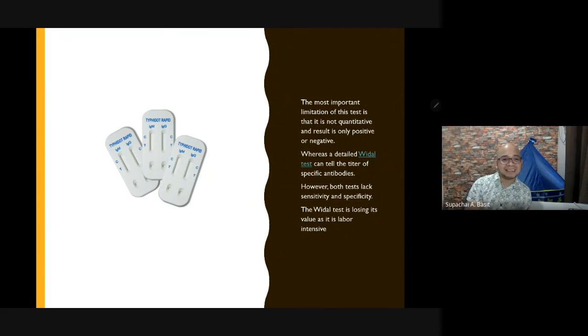Okay, but there is another rapid test already for typhoid that is not time consuming anymore. However, the most important limitation of this test is that the kit is not quantitative and the result is only positive or negative. Unlike with Widal, it will tell us the titer of specific antibodies. So that's the advantage of the Widal test. However, both tests lack sensitivity and specificity. So the Widal test is losing its value as it is labor intensive.